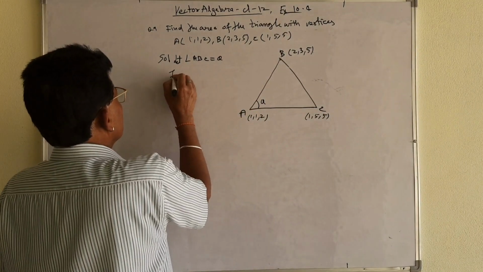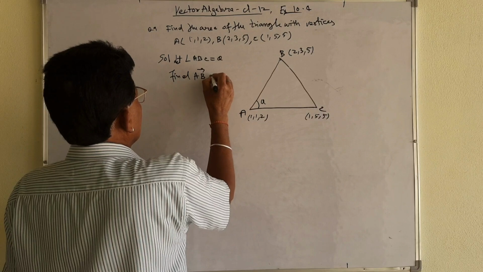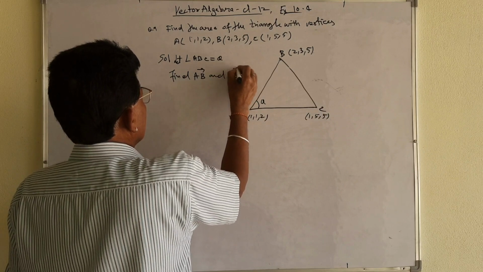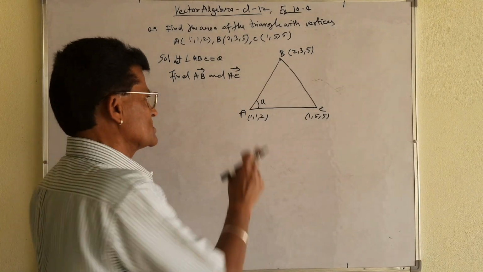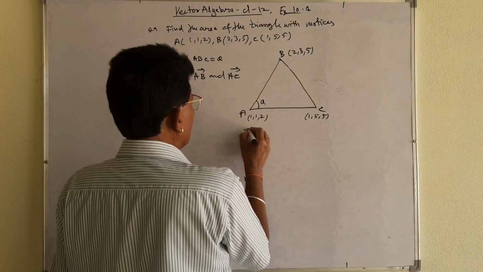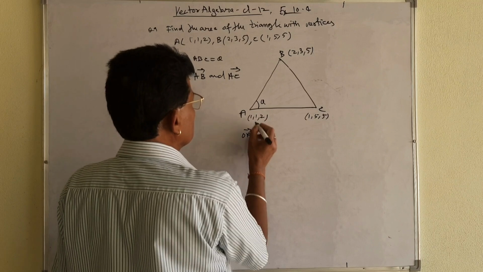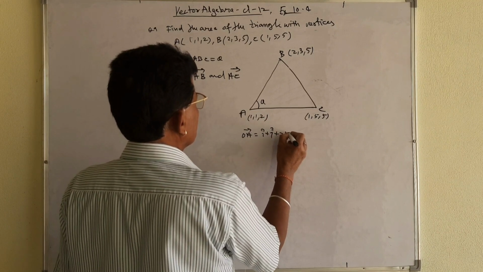Now find AB vector and AC vector. How will you find the AB and AC vector? You find the position vectors. First of all, the position vector of A, that is OA. It will be equal to I plus J plus 2K.